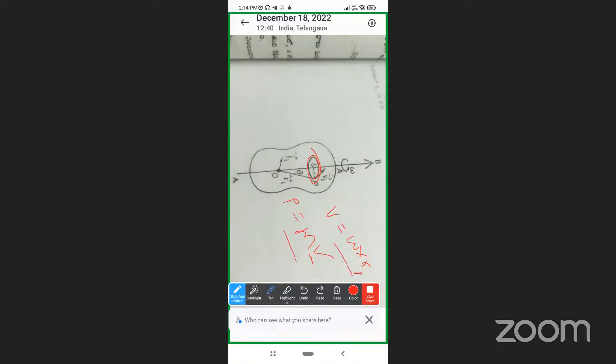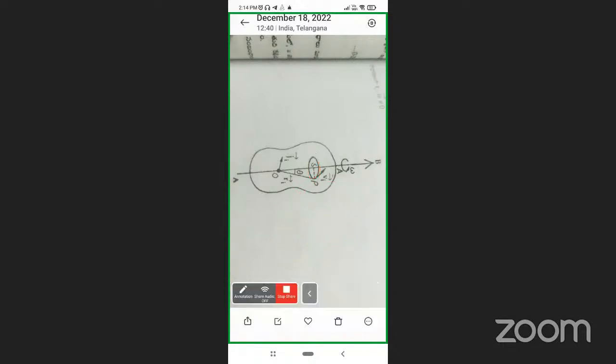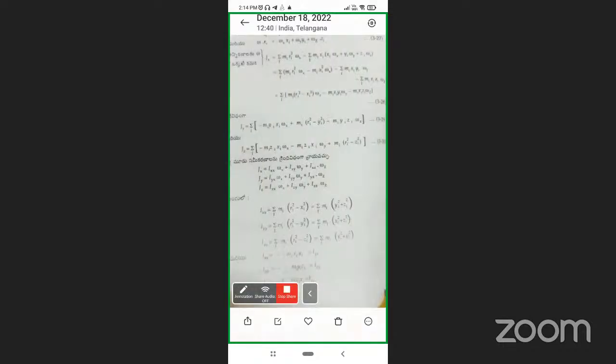See here another one. This is the simplification of angular velocity. So I can just write it.